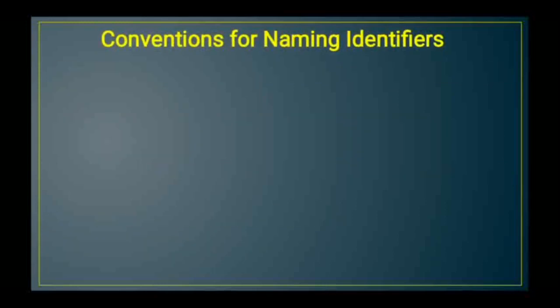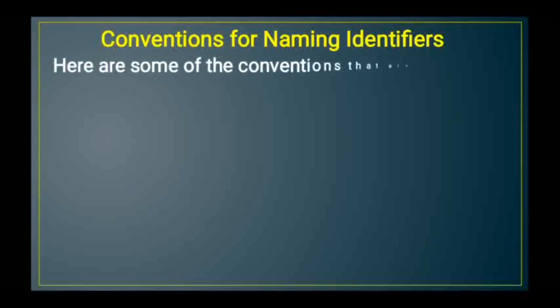Now, the conventions for naming identifiers. While following the above-mentioned rules for naming identifiers, one should also abide by some conventions which are universally accepted worldwide. But conventions are conventions and not rules, and therefore you may choose not to use any convention or use them partially. Here are some of the conventions that are mostly followed by programmers.